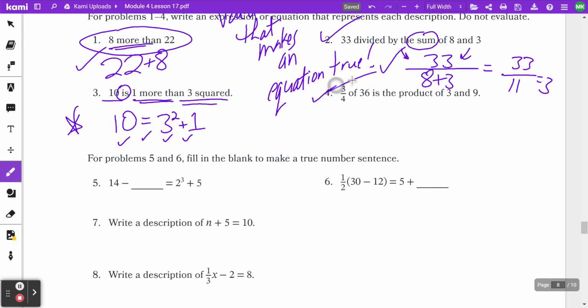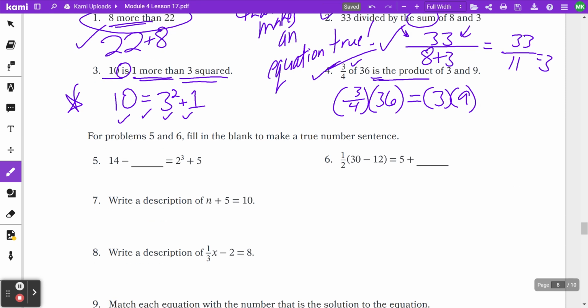How about this guy over here, this last one? So 3/4 of 36. Of means to multiply. So 3/4 of 36 is equal to the product of 3 and 9, like that. There you go. That looks like fun.